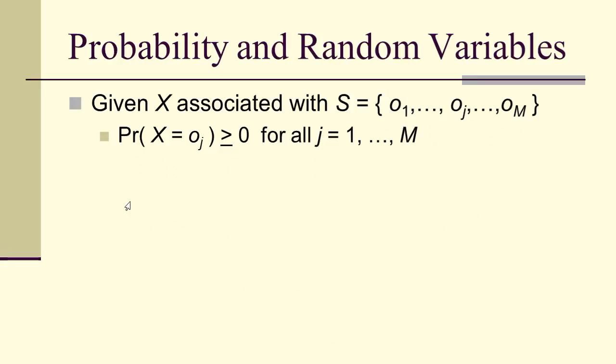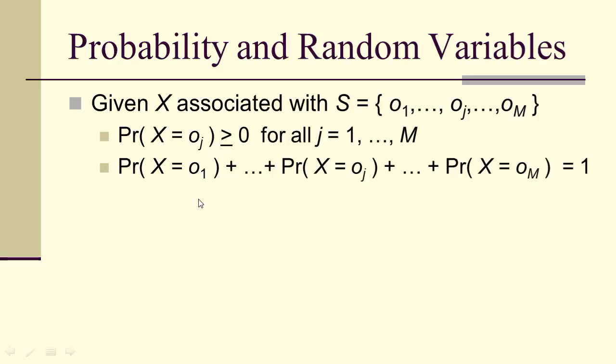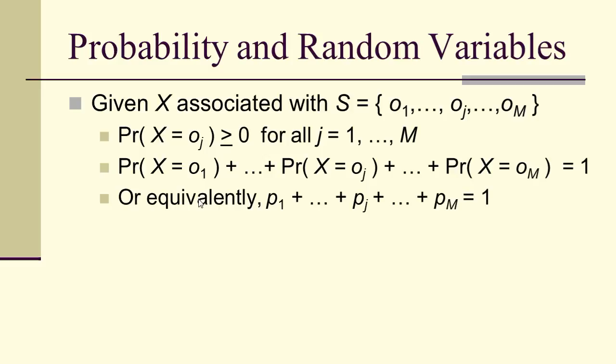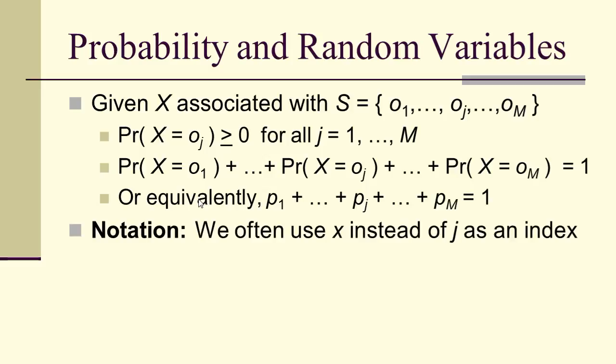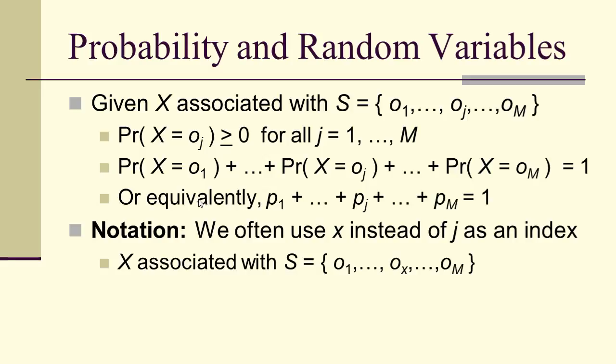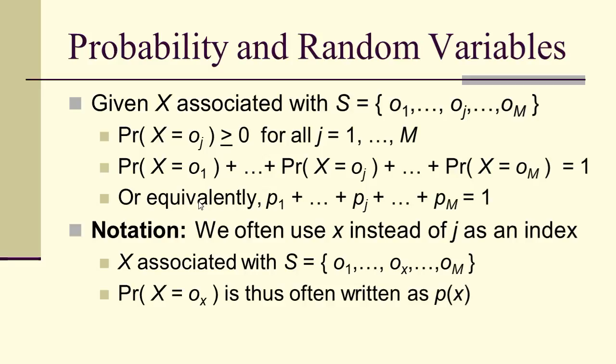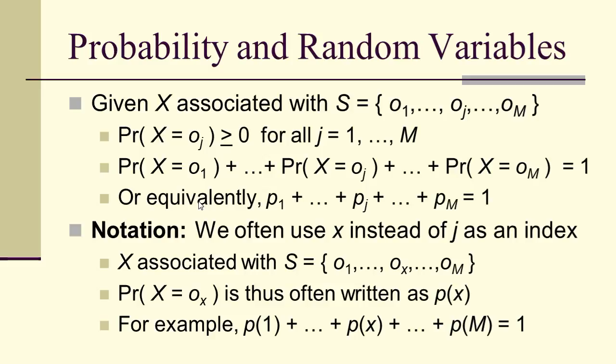The properties of probabilities: the probability that x equals O sub j is non-negative for all j equals 1 up to M. The sum of the probabilities over all outcomes is equal to 1, or equivalently, p sub 1 plus up to p sub j plus up to p sub capital M is 1. And we will often use lowercase x instead of j as an index. So if we have a capital X associated with some sample space S, which is O sub 1 up to O sub x up to O sub capital M, then we'll often write the probability that capital X is the outcome O sub x simply as P of x. So for example, the sum of the probabilities over all outcomes being 1 would be P of 1 plus up to P of x plus up to P of M is equal to 1.